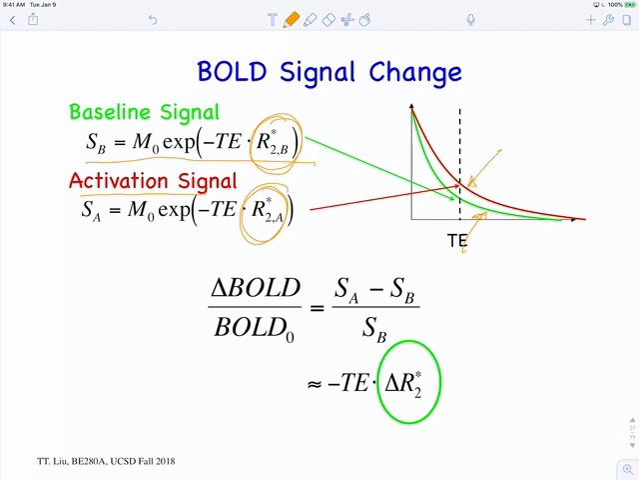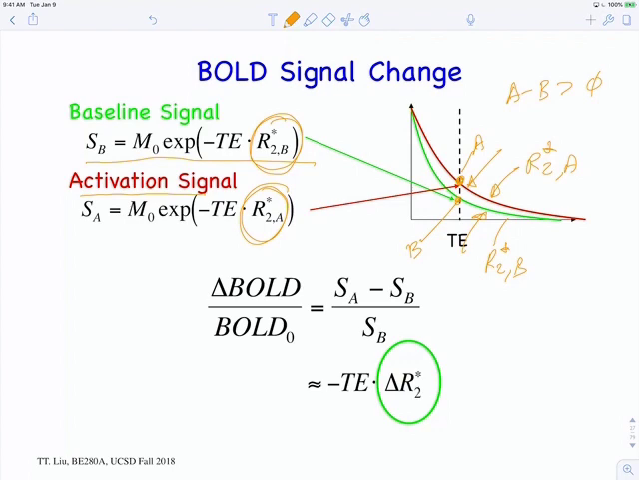So this curve here is decaying with R2 star baseline, and this curve here is decaying with R2 star activation. Because the red curve decays more slowly than the green curve, the difference between activation and baseline, A minus B, is going to be positive. That's typically what we see in a lot of fMRI. Not always, but for now, let's just assume that that's the case.